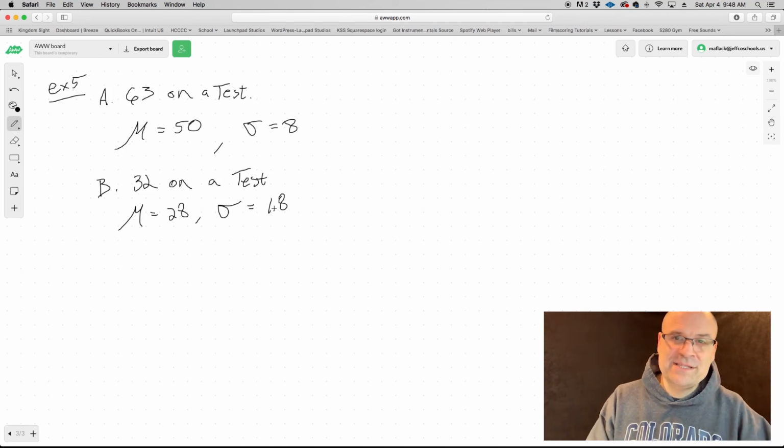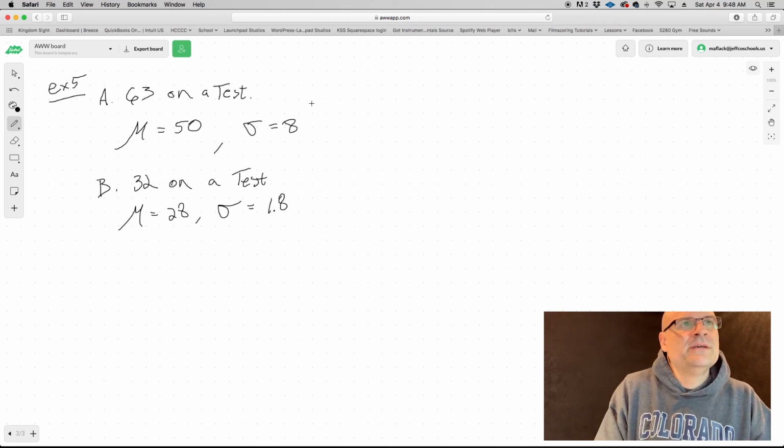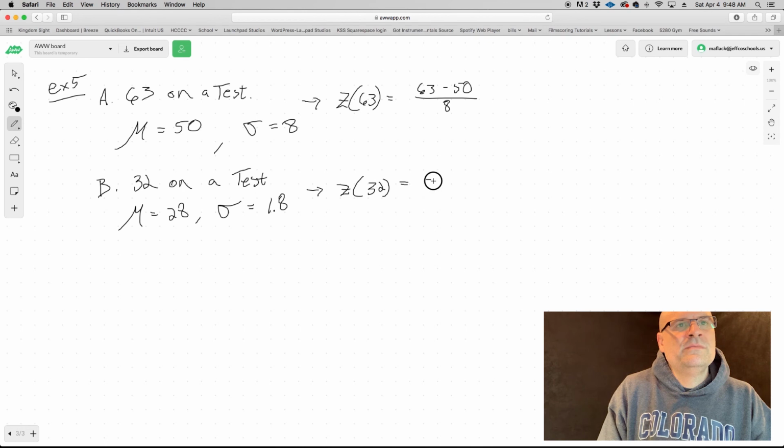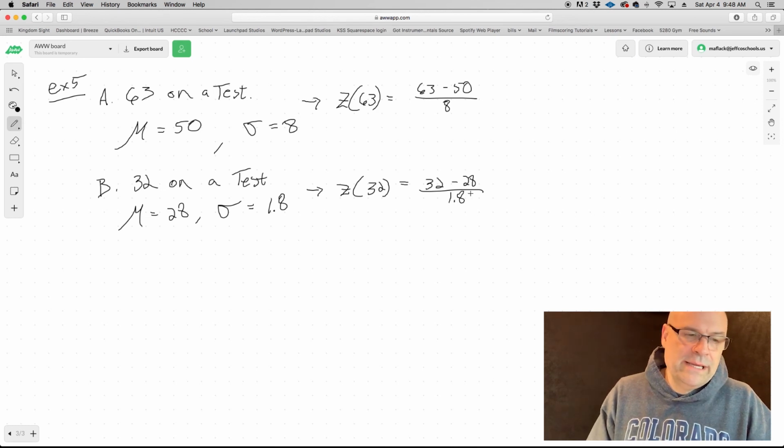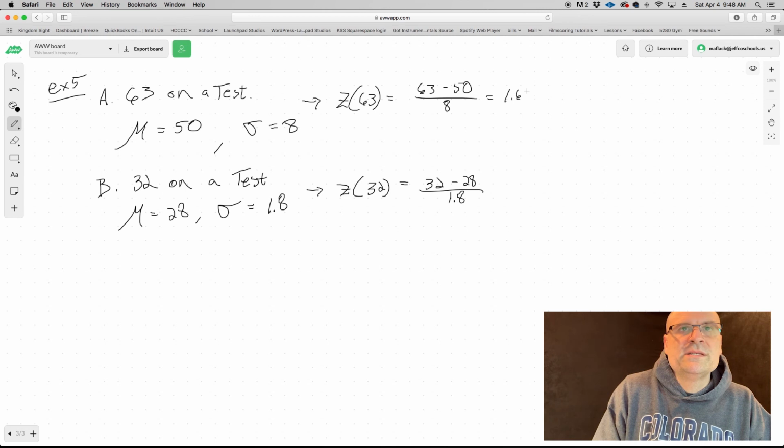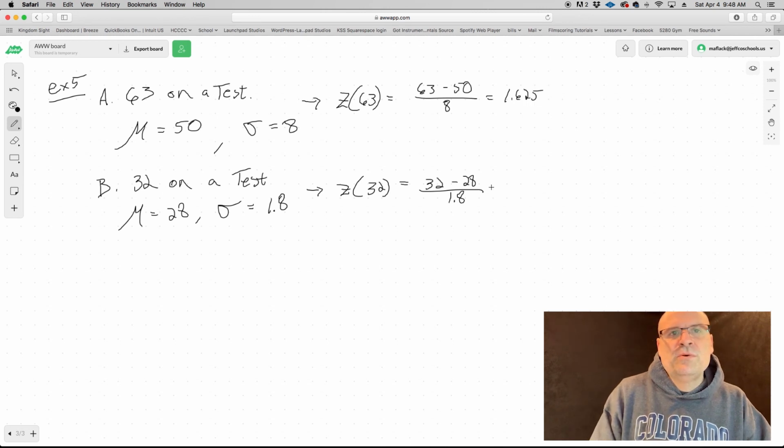So we're gonna find the z-scores of these two examples. So let's see, the z-score of 63 is going to be 63 minus mean all over standard deviation, okay? The z-score for this guy is going to be 32 minus the mean all over that deviation, 1.8. So if we do this math, we get 1.625. We do this math, we get approximately 2.22, okay?